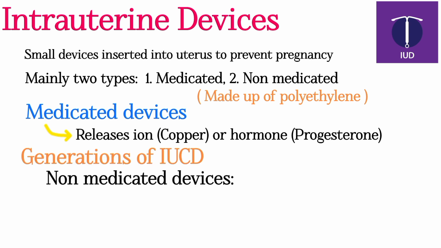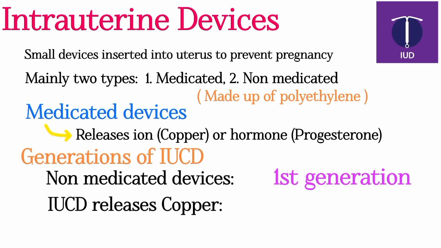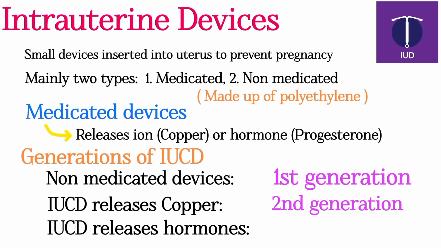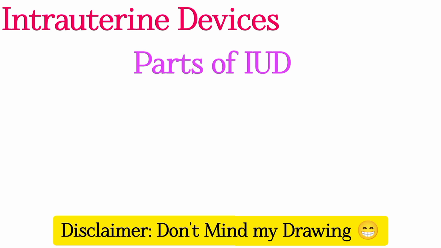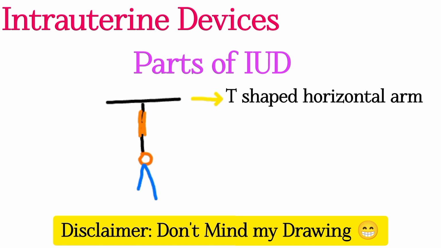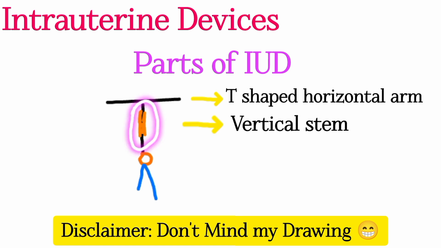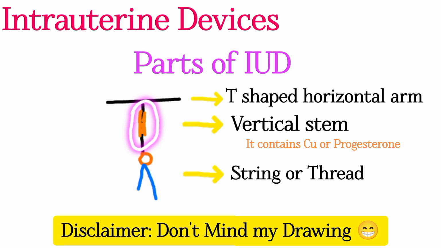Non-medicated intrauterine devices are first generation. Intrauterine devices which release copper ion are second generation. Intrauterine devices which release hormone are third generation. Parts of intrauterine devices: T-shaped, which has a horizontal arm. It has a vertical stem, which contains progesterone or copper, and the last one is the string or thread.